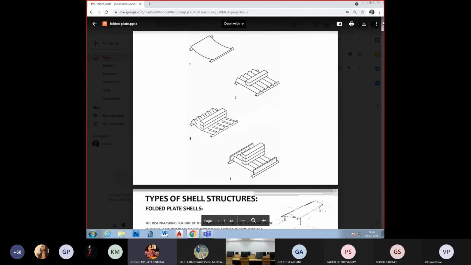Hi Vikram. In the next slide, it's given that the cost of a folded plate is almost similar to a flat slab, but the surface area that gets consumed in a folded plate is more than in a flat slab. So even if the steel being used is less, due to the surface area, don't you think the cost will increase?